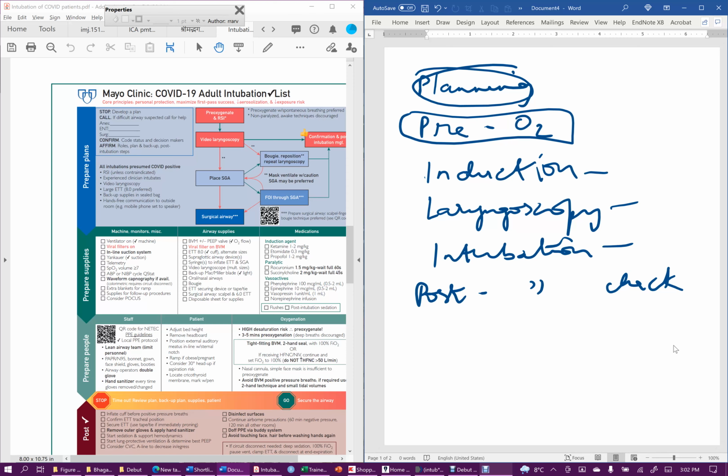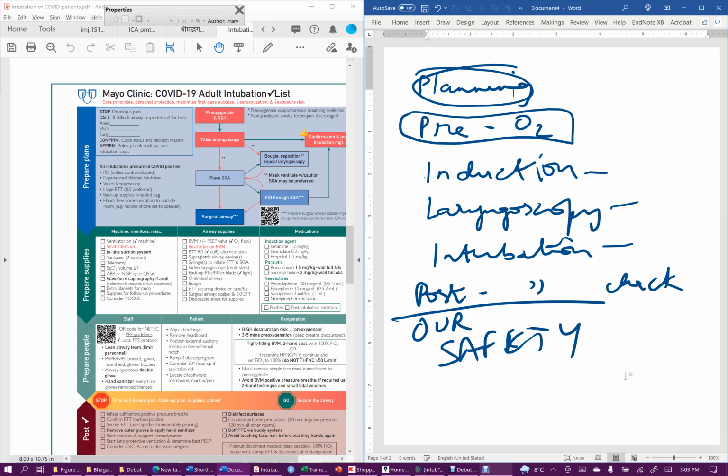So what is the big deal? Why are we bothering about this as if this is a completely different beast? The main thing is our safety. That's the biggest difference, because here you don't want either yourself or your staff to be affected. And therefore, you make subtle changes and sometimes major changes in each of these steps.